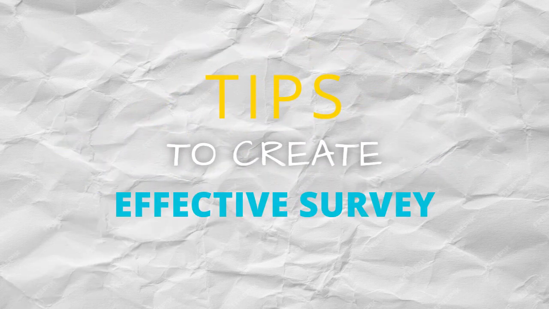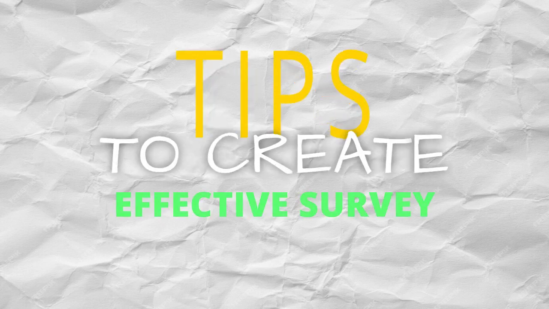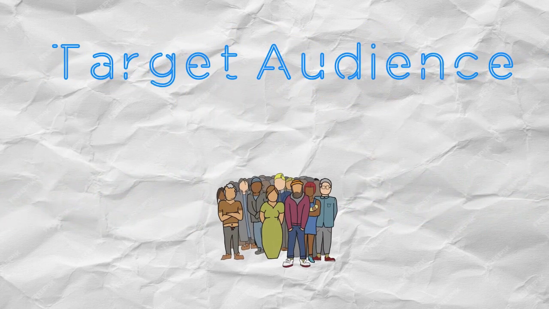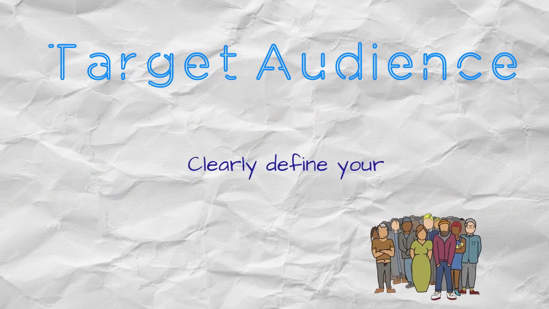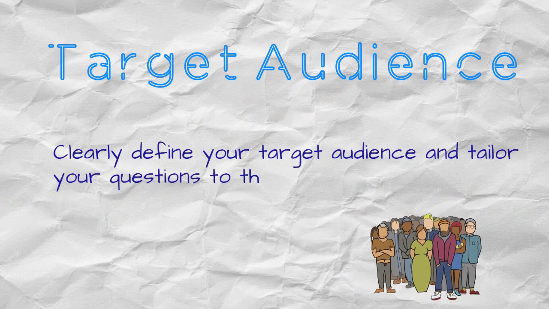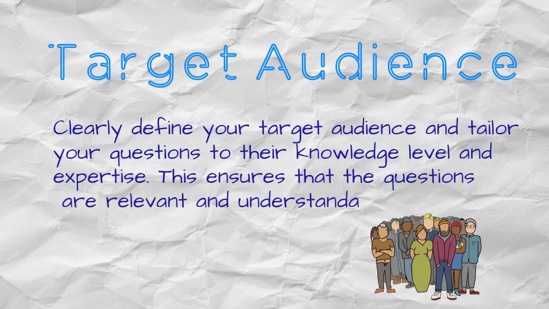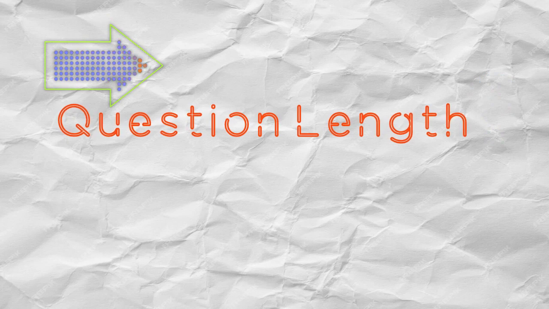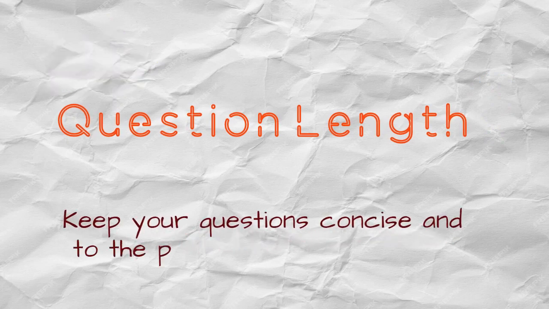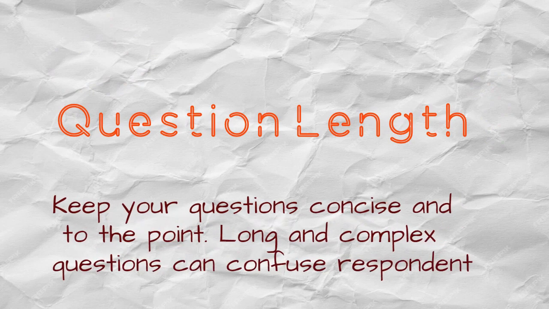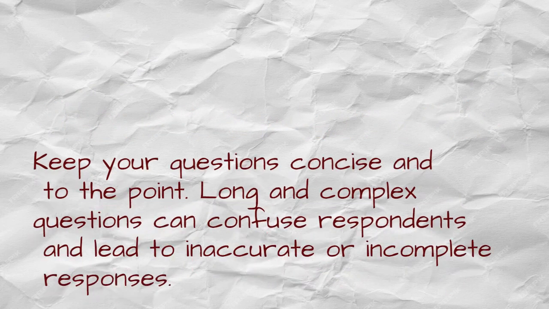It's time now to talk about tips for creating effective research surveys or questionnaires. Target audience. Clearly define your target audience and tailor your questions to their knowledge level and expertise. This ensures that the questions are relevant and understandable to the respondents. Question length. Keep your questions concise and to the point. Long and complex questions can confuse respondents and lead to inaccurate or incomplete responses.